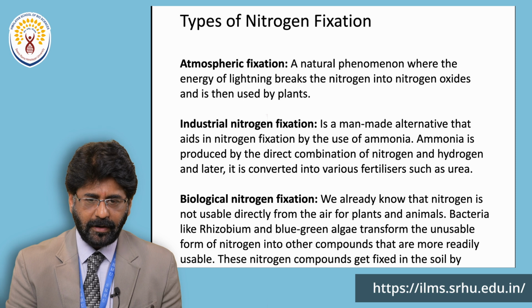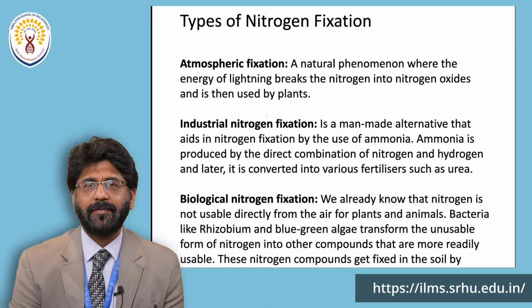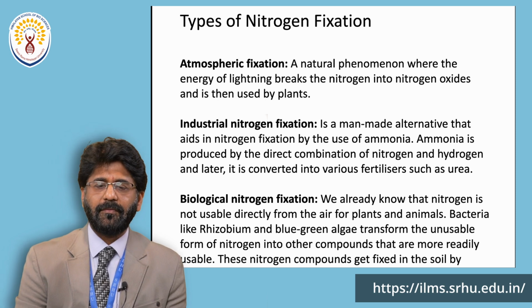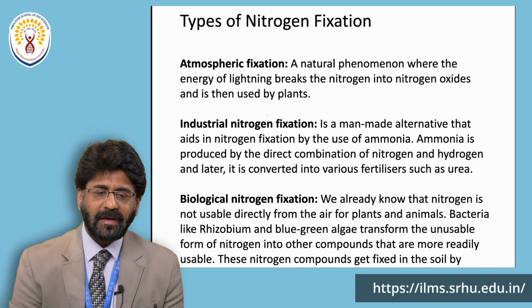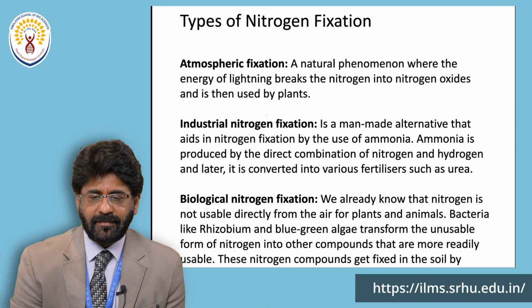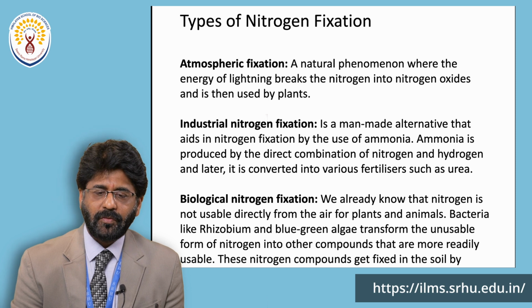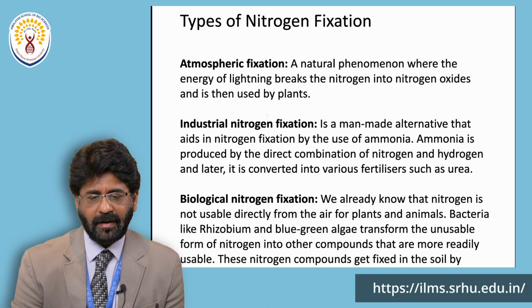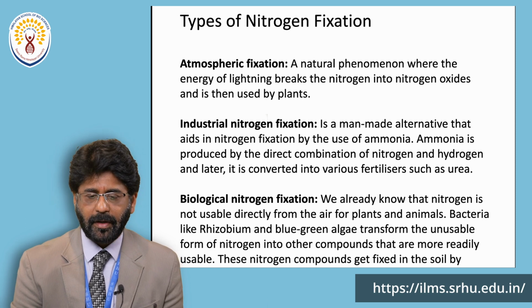Next are the types of nitrogen fixation. Basically, there are multiple types. Number one is atmospheric fixation, a natural phenomenon where the energy of lightning breaks nitrogen into nitrogen oxide, which is then used by the plants, as I have already mentioned. Next is industrial nitrogen fixation. It is a man-made alternative that aids in nitrogen fixation by the use of ammonia. Ammonia is produced by the direct combination of nitrogen and hydrogen, and later it is converted into various fertilizers such as urea. Another type is biological nitrogen fixation.